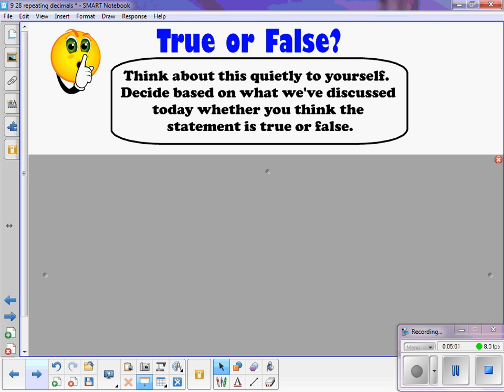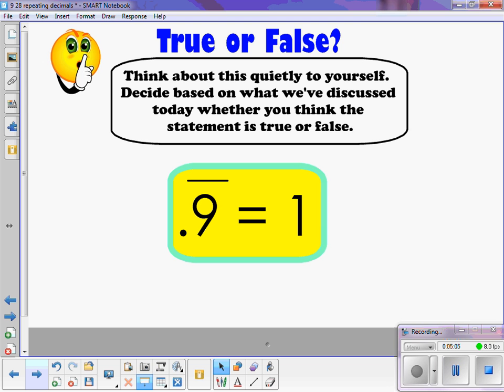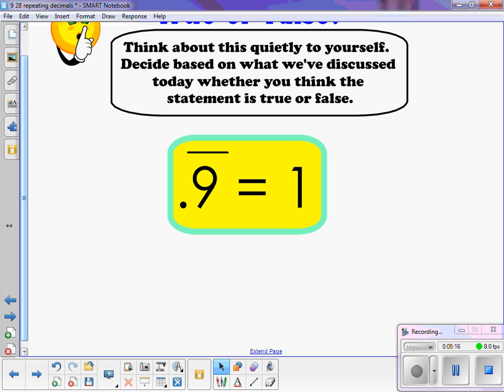Okay, think about this. True or false? 9/10 all repeated equals 1. I want you to pause the video and I want you to write down whether you think that's true or false. Write down the problem, write down whether you think it's true or false, and kind of think about why you're saying it's true or false. So go ahead and pause.